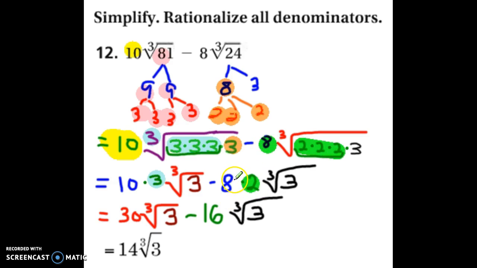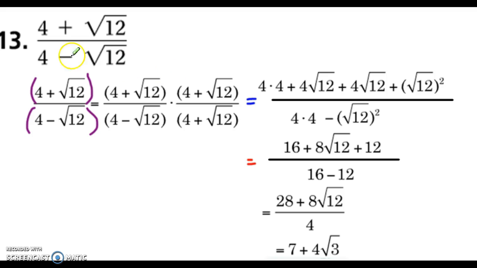This 8 was never under the radical, stays not under the radical. This 3 stays under the radical. Now notice I have the cube root of 3 on both of these terms. So I'm going to go ahead and multiply these two together. That's how I got 30. And then 8 and 2 is 16. I'm going to find the difference. There's my difference.